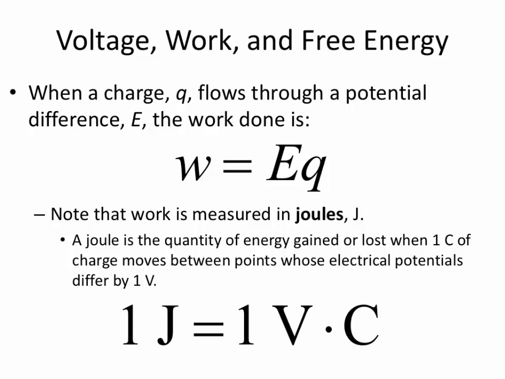Now note that work is measured in joules, which we symbolize with this capital J. And a joule is the quantity of energy gained or lost when 1 coulomb of charge moves between points whose electrical potentials differ by 1 volt. That is, 1 joule is equal to 1 volt times a coulomb.